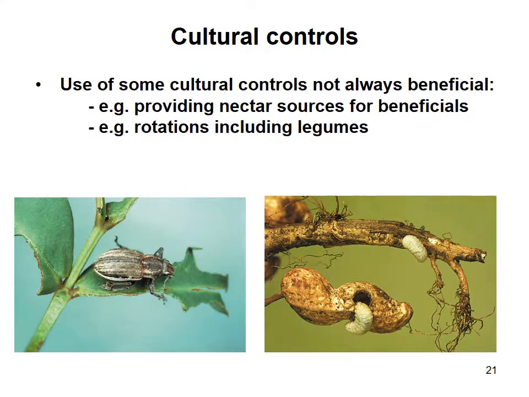It's useful to point out, though, that the use of some cultural controls is not always beneficial. So, for example, providing nectar sources for beneficials may also provide nutrients for pests. Another example, rotations with legumes can massively increase problems with white-fringed weevil. The photos shown here show the adult weevil on the left and the legless soil-dwelling larvae, which are about 12 millimetres long. They're white to grey with a brown head, and they're feeding on roots and kernels.